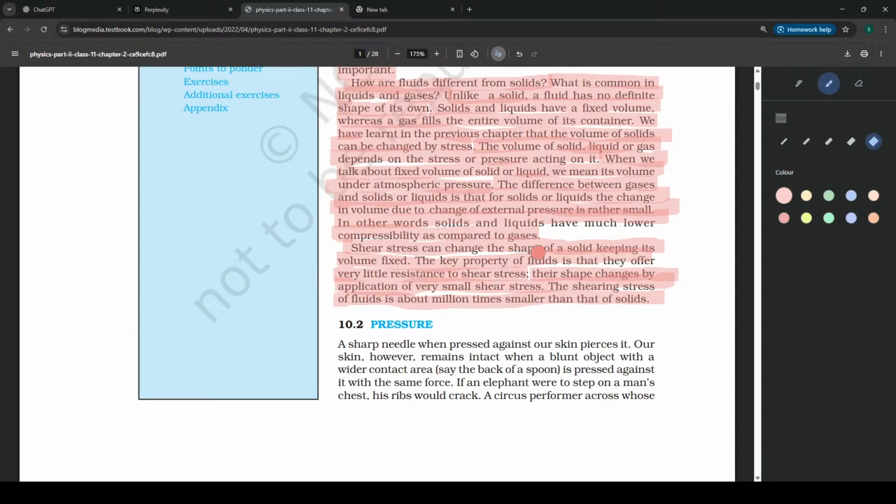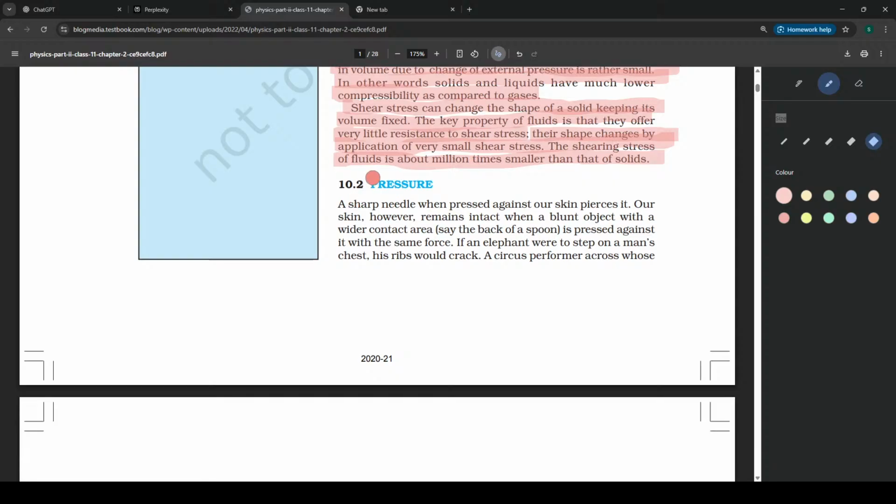Okay, that's the introduction here. Let's go to the first topic, that is pressure. A sharp needle, when pressed against our skin, pierces it. Our skin, however, remains intact when a blunt object with a wider contact area, say the back of a spoon, is pressed against it with the same force.